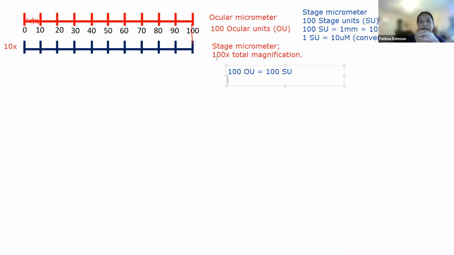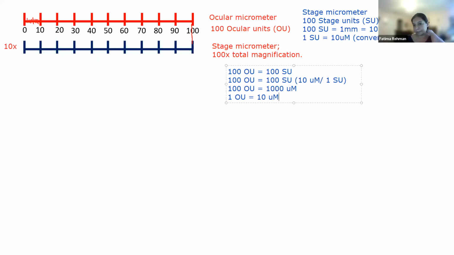Now I know that each stage unit is equal to 10 micrometer. So I can solve it out by saying 100 stage units multiplied by the conversion factor, which is 10 micrometer per stage unit, right? The stage units are gonna cancel out and you would get 100 ocular units is equal to 1000 micrometer. And then dividing both sides by 100, I will end up with one ocular unit is equal to 10 micrometer.